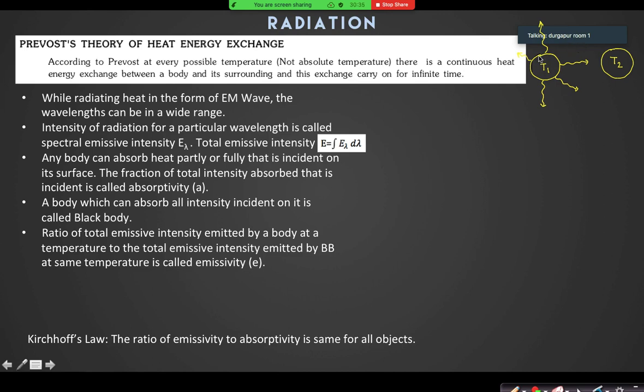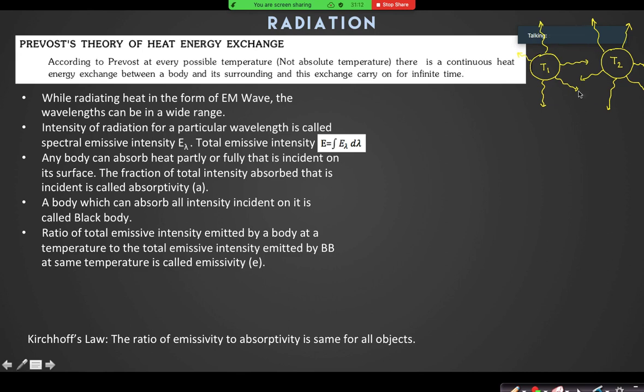Even if its temperature is less than the surrounding temperature, it does not matter; it will still radiate heat energy. The only thing is that if its temperature is absolute zero, then it will not radiate. Otherwise, if its temperature is more than 0 Kelvin, it will always radiate heat. Similarly, the other body, no matter what is in front of it, will also radiate heat in the form of electromagnetic waves.